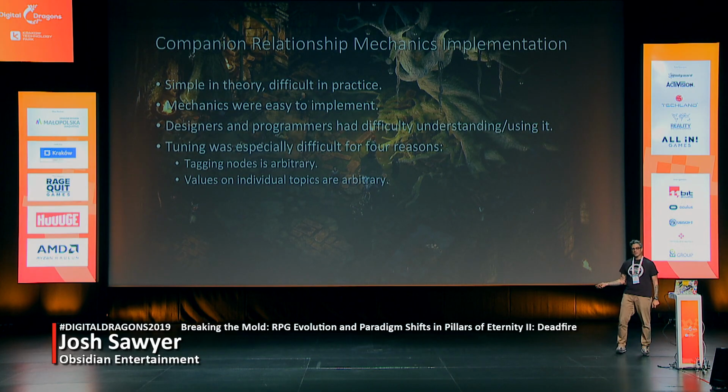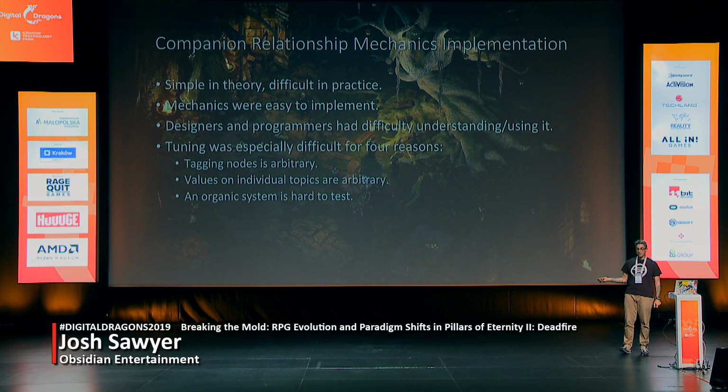The values on individual topics were largely arbitrary. So you'd say, well, this topic comes up about 15 times in the game, so it's 8 points per thing. This topic comes up 5 times, so it's 20 points per instance. That was done for flexibility, but ultimately it was just very difficult for people to wrap their heads around.